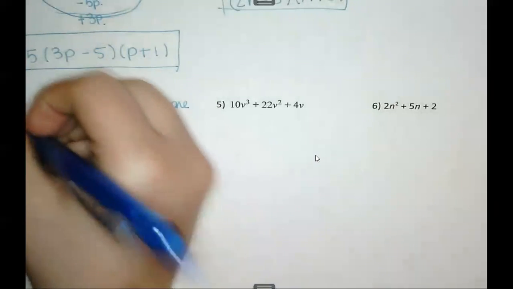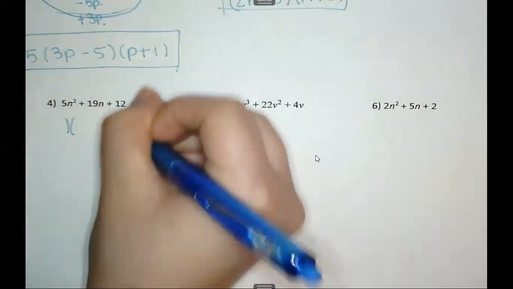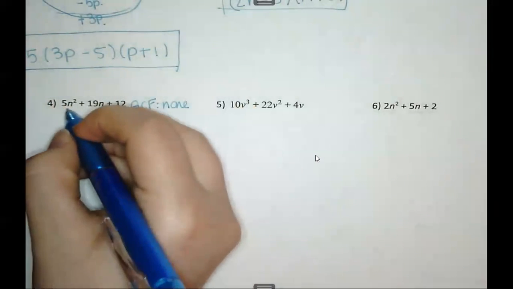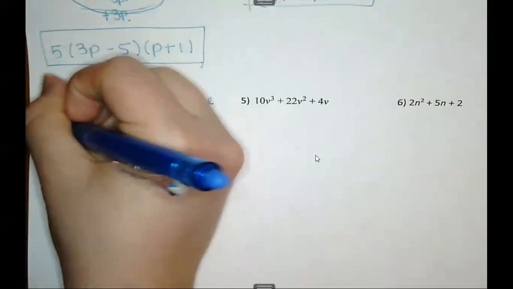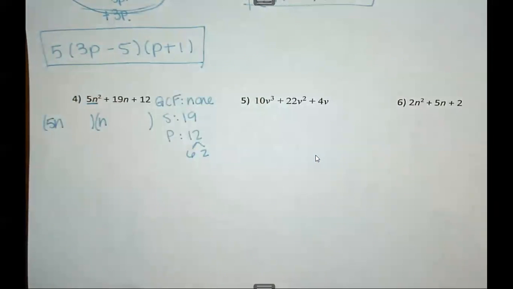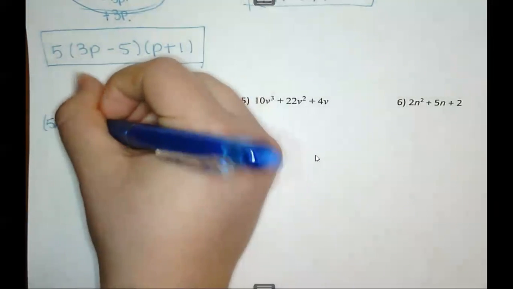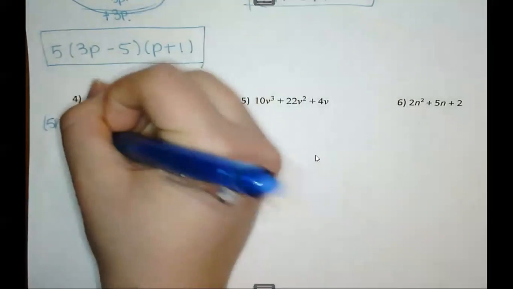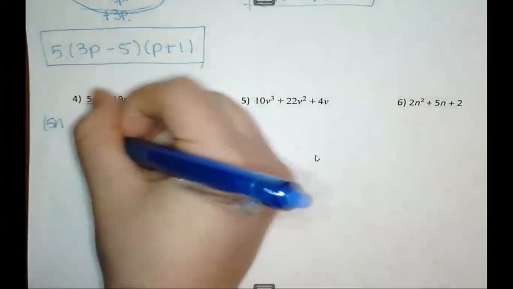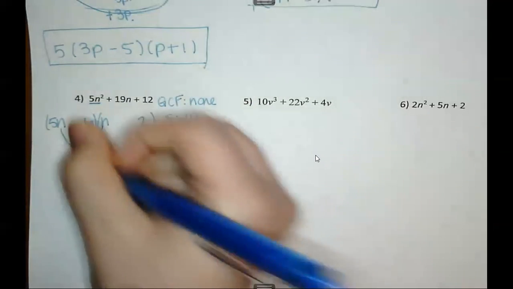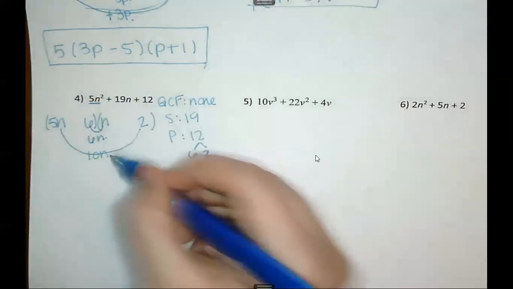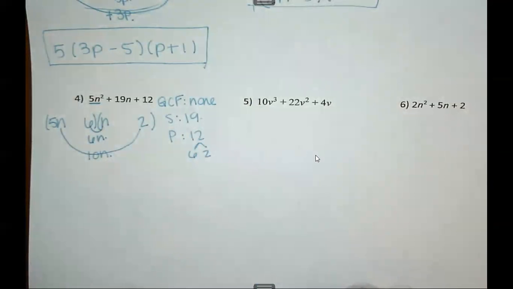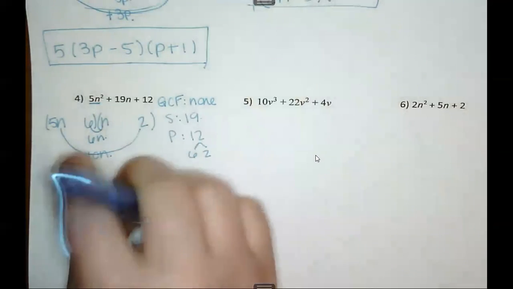So I would come over here. I'm going to make my 2 sets of parentheses. In the front, we need something that's going to give us 5n squared. So that would be 5n and n. All right. So let's plug in our 6 and 2. And we're going to check the inner, which would give us 6n, and the outer, which would give us 10n. So now we think, is there any way for 6 and 10 to give us 19? And there's not, right?